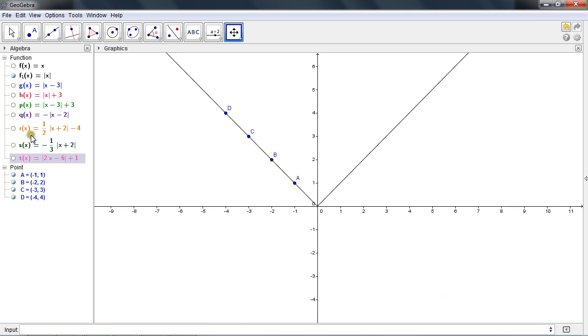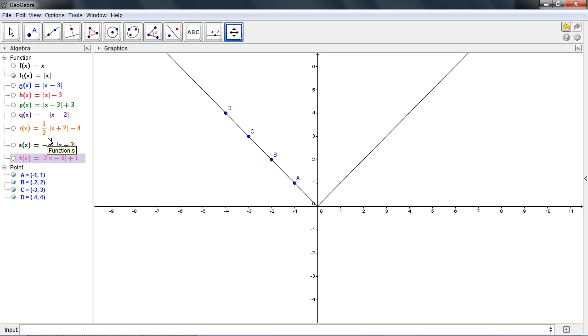Now, the next example, R. The thing that's different now is this 1/2 in front. 1/2 absolute value of x plus 2 minus 4. Well, the plus 2 inside we know how to deal with. It's going to be a move of 2 to the left. The minus 4 we know how to deal with. That's going to be moving everything 4 down. But what about this half?